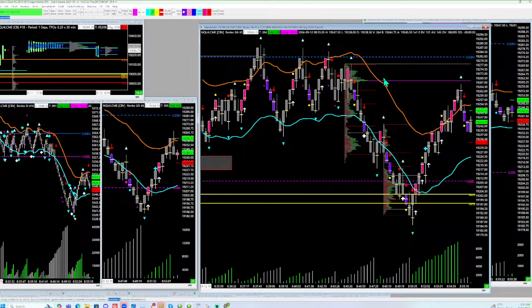Is this helping or too much, guys? It's just another way to use the profile versus using it on the 30-minute bars. Randy, is this better than the 30-minute? For you?